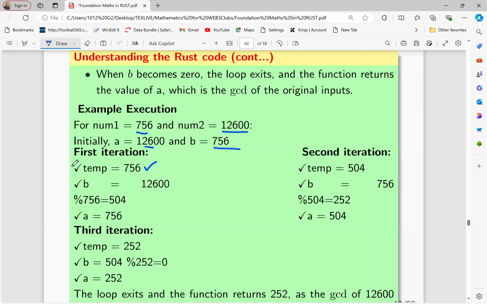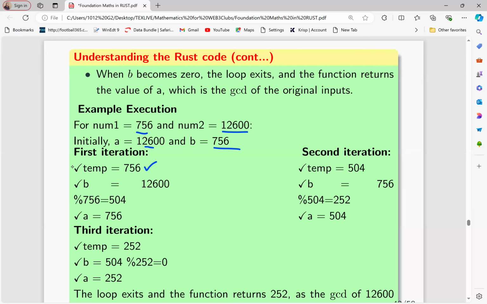It's supposed to be here. B is the remainder of A on division by 756. And this remainder is 504. And then A becomes the value which was temporary. That is the first step.